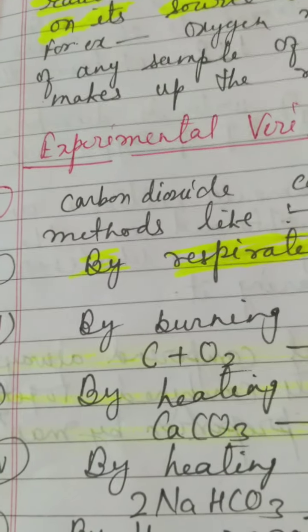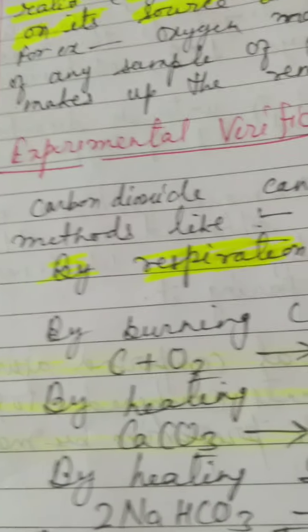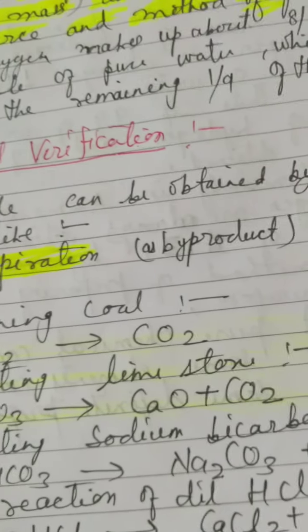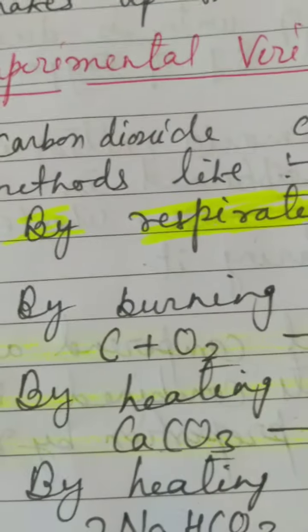So here I have tried to give you examples of different compounds and the sources from where they can be taken. A very common compound, children, is carbon dioxide, and then you start to study it. What can be the possible sources of carbon dioxide, children? It can be produced by respiration.